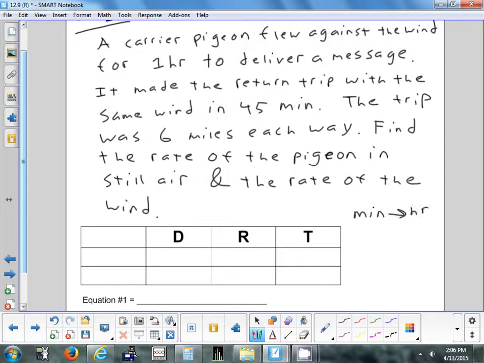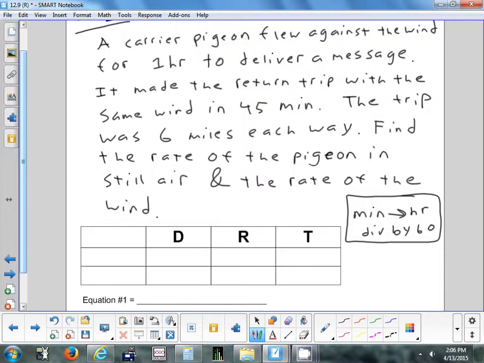You do something with a 60. You divide it. Divide by 60.